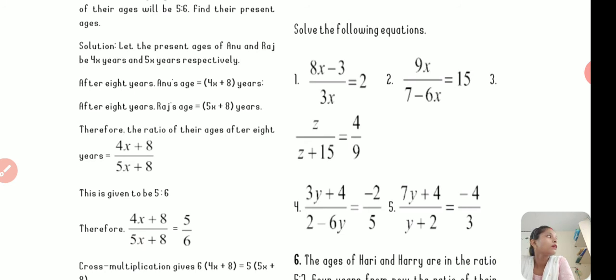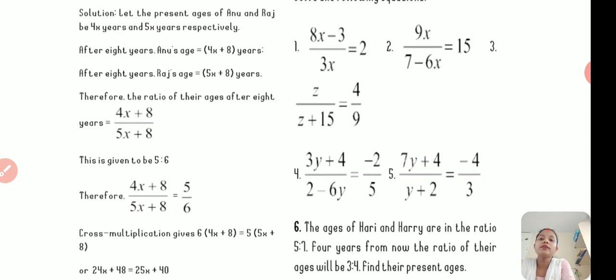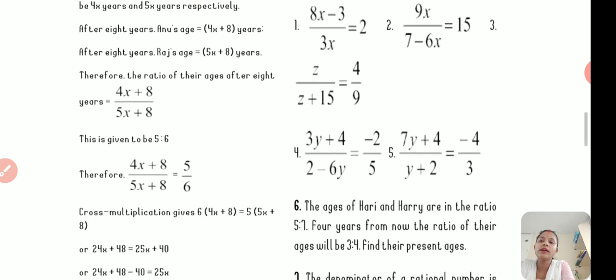For example, if you are 10 years old now, what will be your age after 5 years? That will be 15. How do you get 15? We are just adding 5 to 10. In the same way we have to do it here. 8 years from now means we have to add 8. So Anu's age after 8 years will be 4x plus 8, and Raj's age after 8 years will be 5x plus 8.